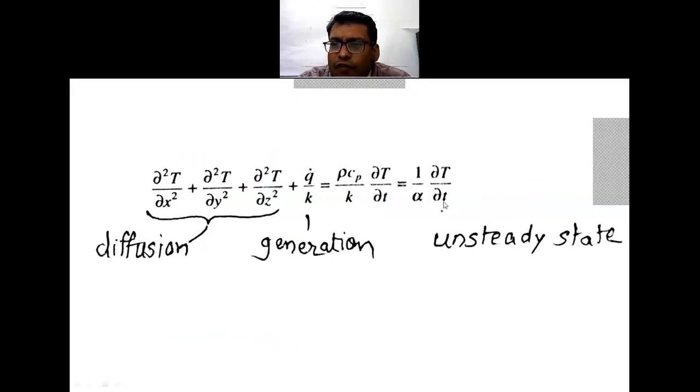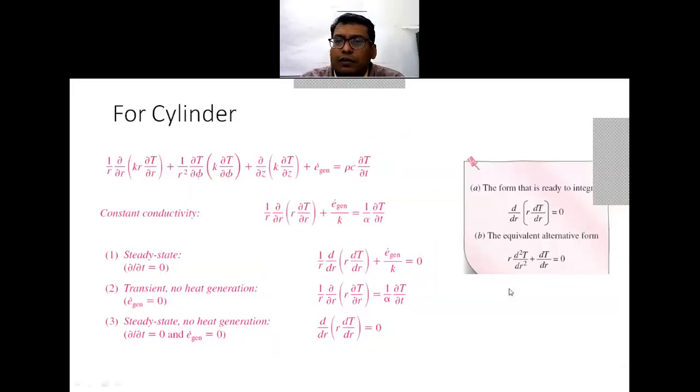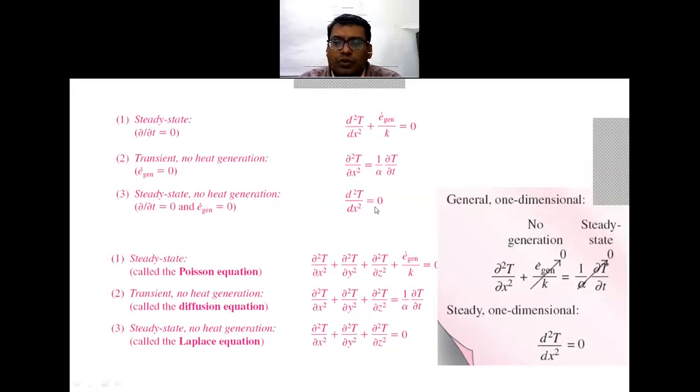So this is written as 1 upon alpha, delta T upon delta t. So this is the transient case with no heat generation, sorry. No heat generation, that is q_g or E_g equal to 0. So the second term becomes equal to 0. The remaining term is del square T upon del x square, which is equal to 1 upon alpha delta T upon delta t. This is the transient, no heat generation case. Then for steady state and no heat generation, when both are applied, it is steady state as well as no heat generation, so the only remaining term is del square T upon del x square, which is equal to zero.